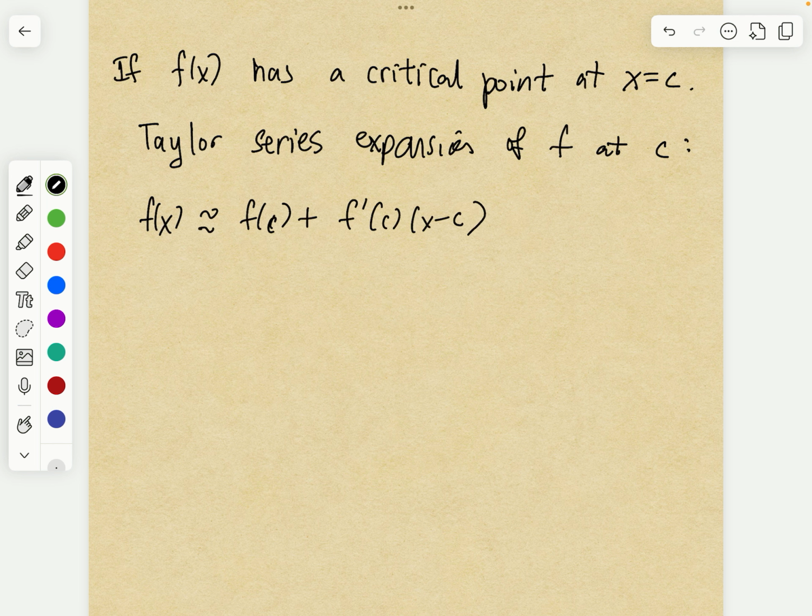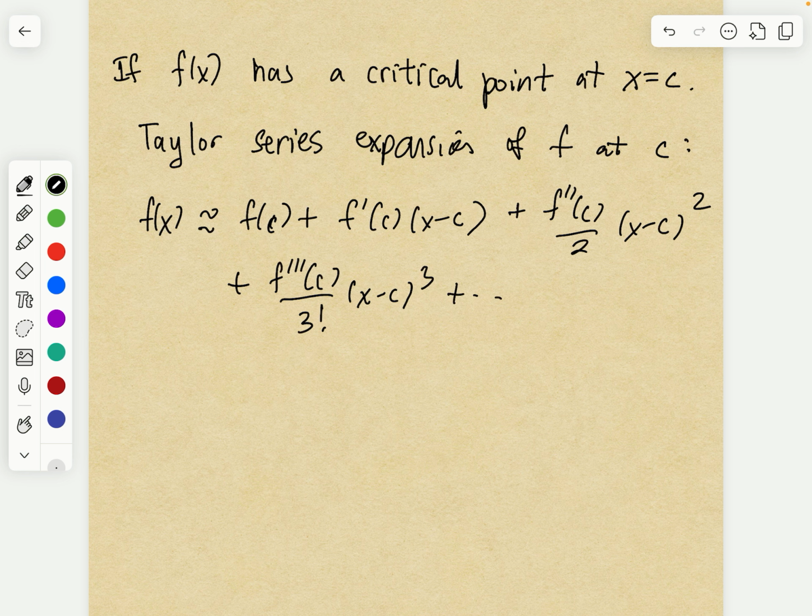Now this is the linear approximation to f of x. But if you continue, you get the second derivative at c over 2 times x minus c squared, and then plus things like the third derivative at c over 3 factorial times x minus c cubed, and then it continues. That's the Taylor series expansion.